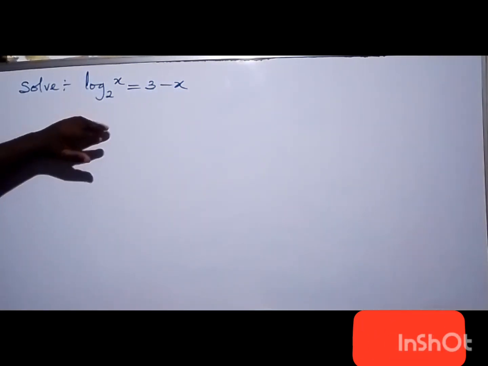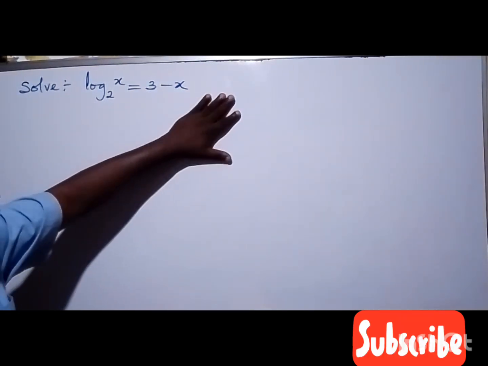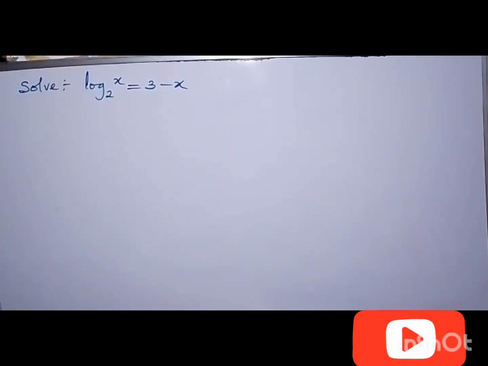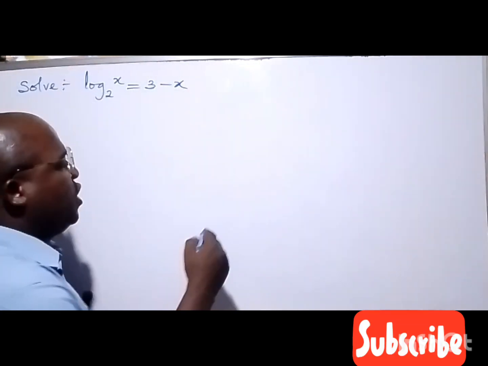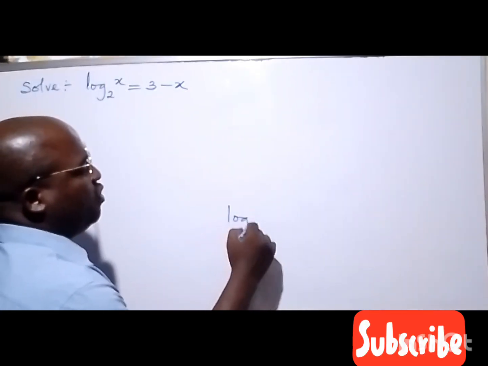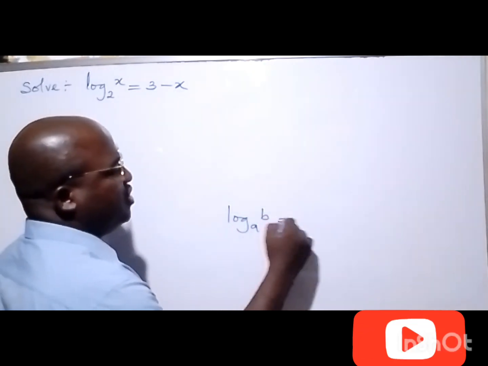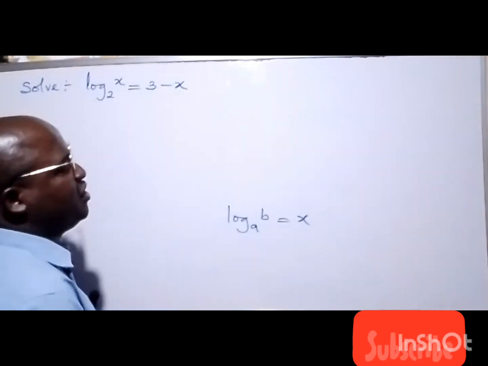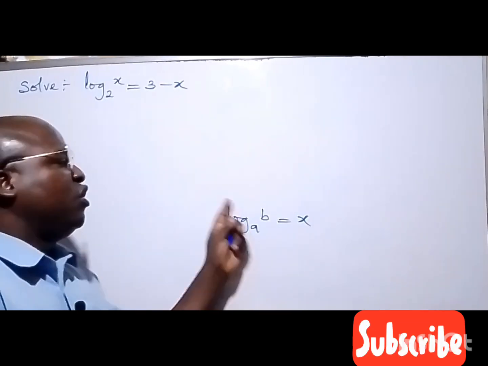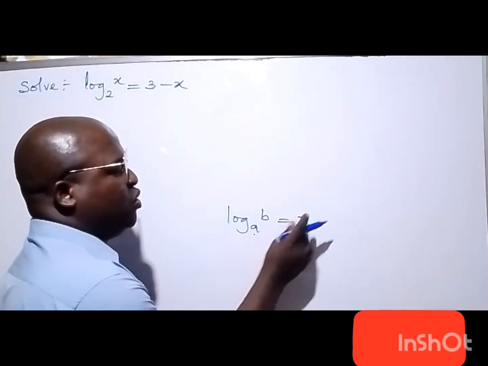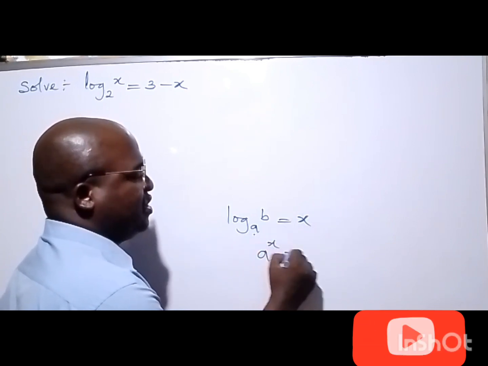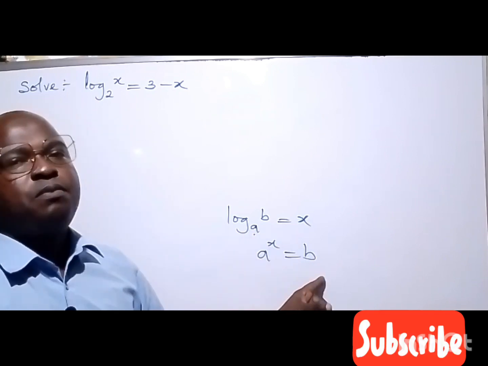We have log base 2 of x is equal to 3 minus x. The first thing we are going to do is to remove the log sign, and for us to remove the log sign, we are going to consider the law of logarithm. We have log base a of b is equal to x. If I want to remove the log sign here, this base will be raised to the power x to be equal to this b.